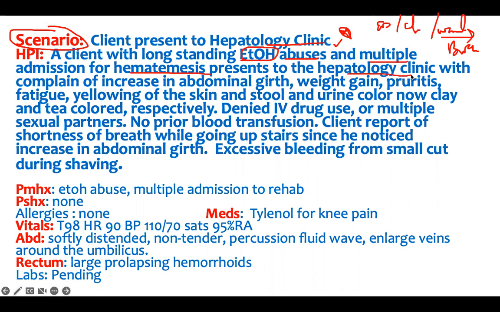Presents to the pathology clinic with complaint of increase in abdominal girth, weight gain, pruritus, fatigue, yellowing of the skin, stool and urine color now clay colored and tea colored, respectively. Denies IV drug use or multiple sexual partners. No prior blood transfusion. Reports shortness of breath while going upstairs since he noticed the increase in the abdominal girth. Excessive bleeding from a small cut during shaving.